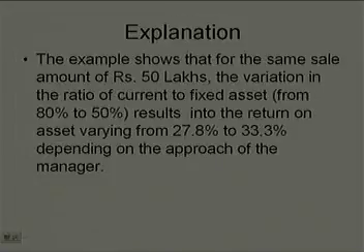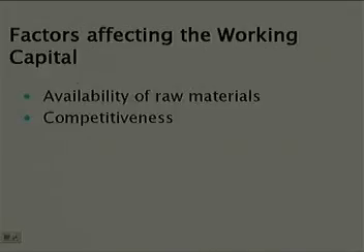So, this is what is written. The example shows that for the same sale amount of rupees 50 lakhs, the variation in the ratio of current to fixed asset results in the return on asset varying from 27.8% to 33.3%, depending on the approach of the manager. Okay.